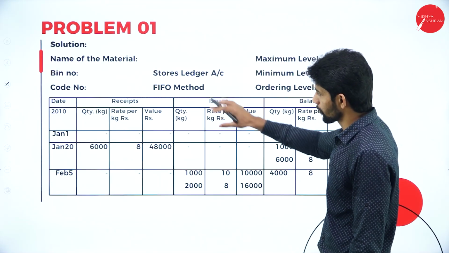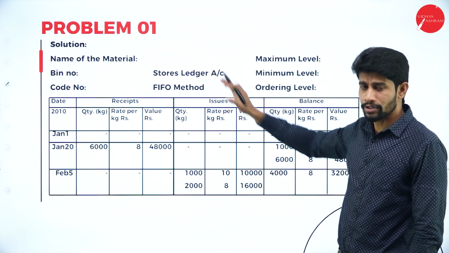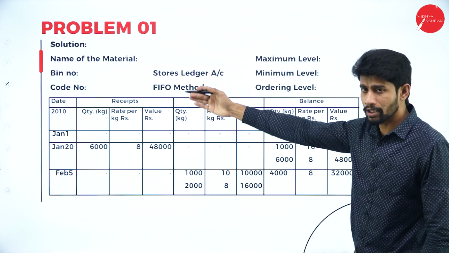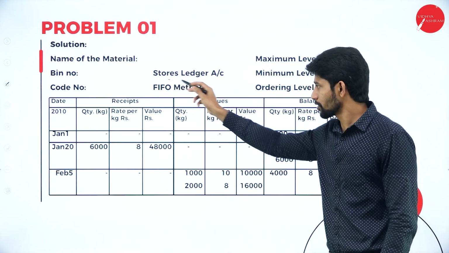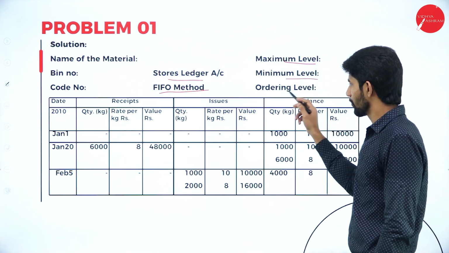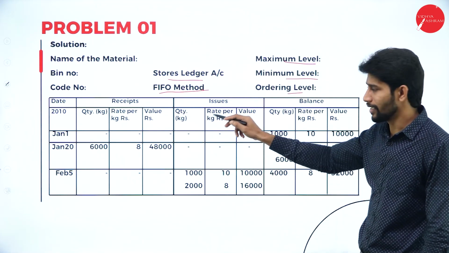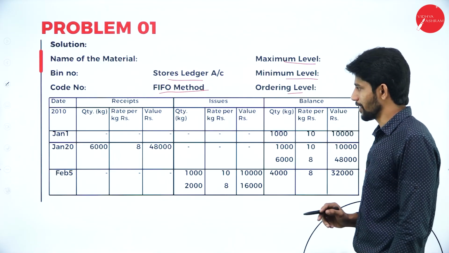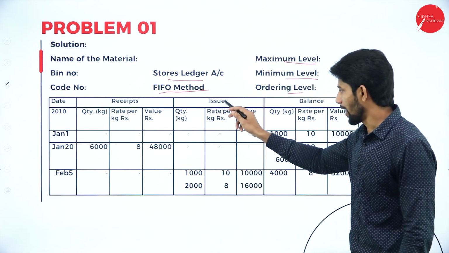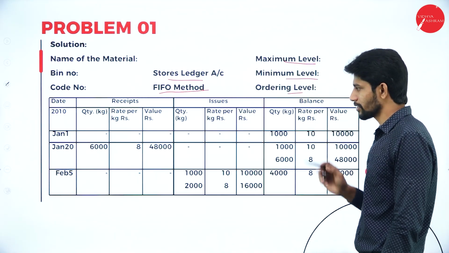First we are supposed to put the format. I hope all of you already know the format. So computation of store's ledger. Next, name of the material, bin number, code and store's ledger account. That is, we are preparing under the FIFO method, and maximum level, minimum level, ordering level. And now put the format: date, receipt, issues and balance. Again under receipt, quantity, rate, value, and issue, quantity, rate, value, and balance, quantity, rate, value.